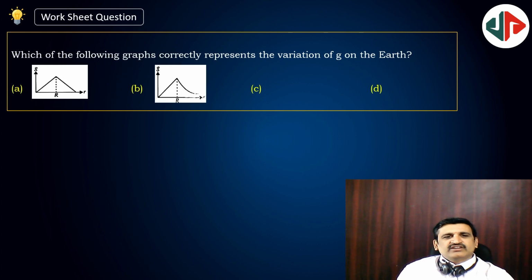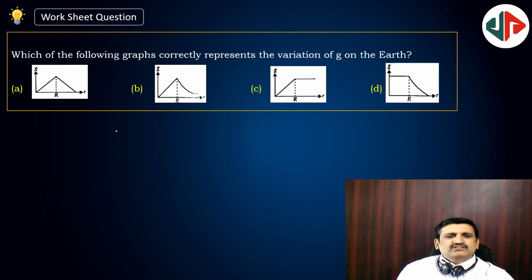Which of the following graphs correctly represents the variation of g on Earth? This one only, because g is proportional to r inside, and g is proportional to 1 by r squared outside. This is outside, this is inside. So graph B. Okay, next.